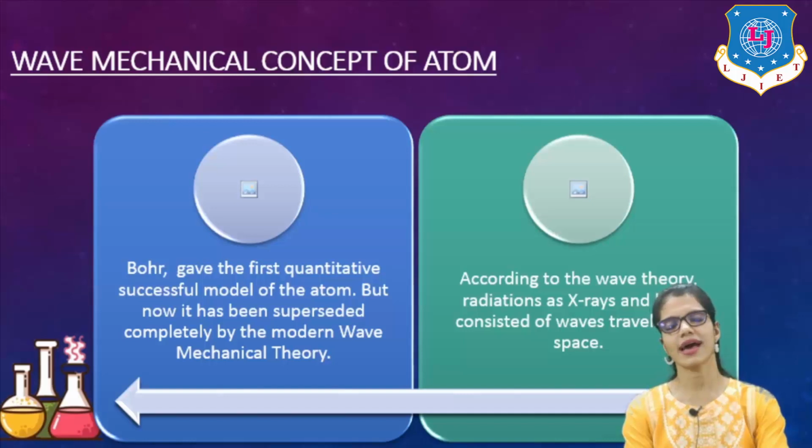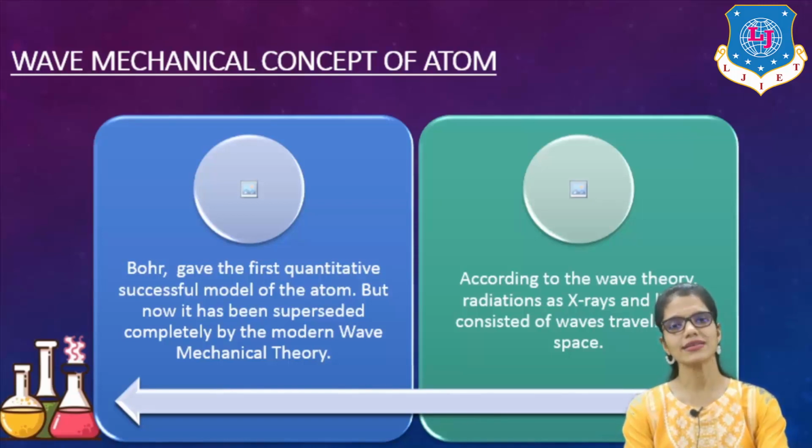Another thing is the atomic nucleus. Now, the atomic nucleus consists of two different things. Number one, protons. Number two, neutrons. And these two combine together to form our atomic nucleus.